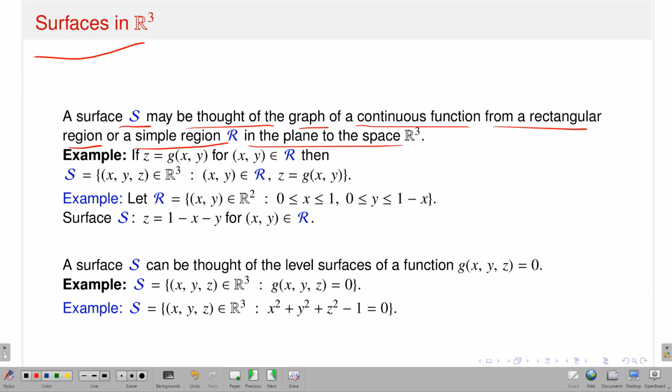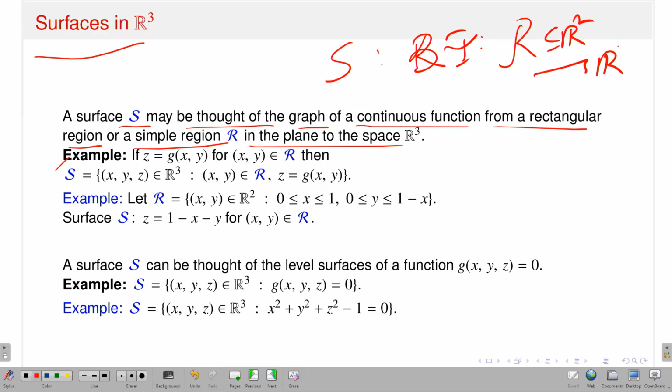So the graph of this continuous function, whose domain is a rectangular region or some nice simple region R in R2 and whose values are in R3, you can think of as a surface. For example, this is my surface: it is a map, say psi, from some region R, which is a subset of R2, to R3. So S is nothing but the graph of this map, and that is called the surface.